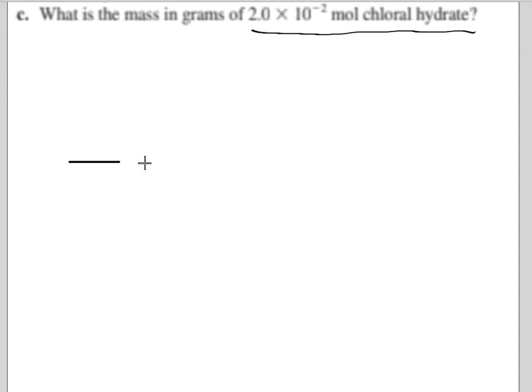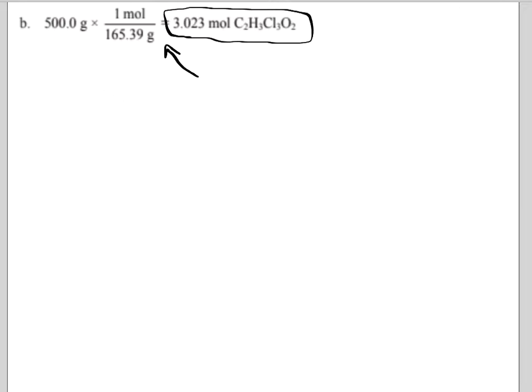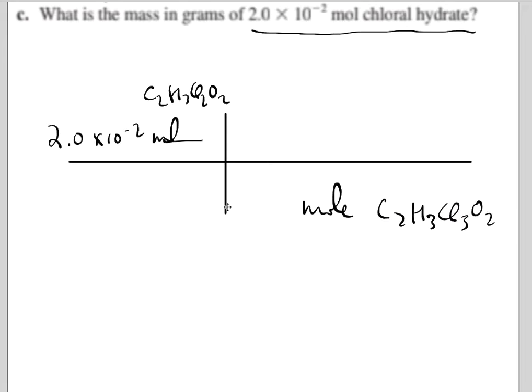Same thing. We always start with a grid in these problems. So we're going to grid it up. Then what we're going to do is drop in the 2.0 times 10 to the negative second moles of chloral hydrate, which was what? C2H3Cl3O2 goes there. Well, if we have moles of that, that means, Fluffy Bunny, moles of C2H3Cl3O2 goes there. Coefficient's 1 because we're using molar mass.